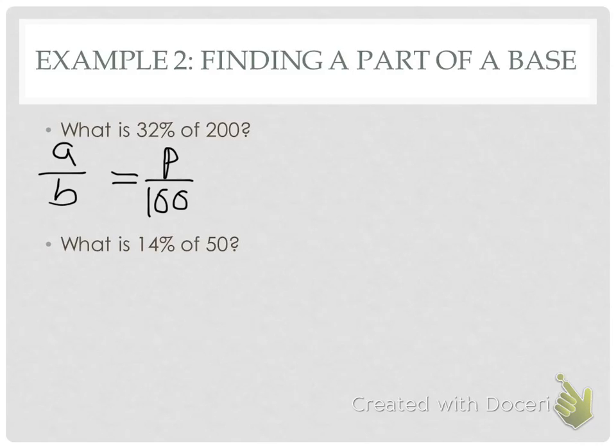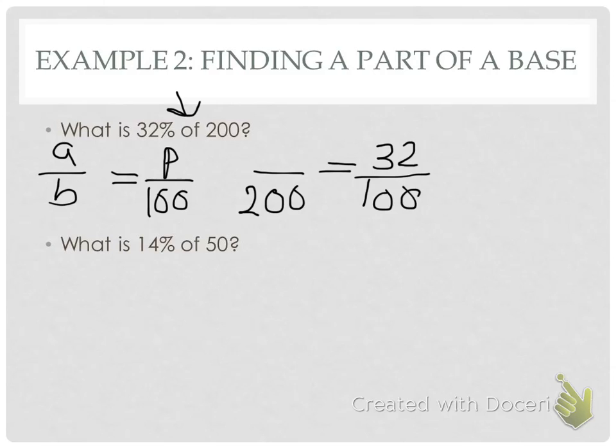So 32% goes over 100. And now I have of 200. So where does 200 go? On the top or bottom? Top. Nope, it goes on the bottom. Of 200, I know that that's my base. What I don't know is my part. Okay?